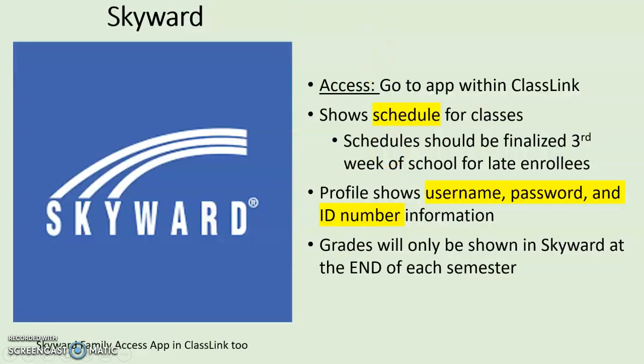For Skyward, you'll access it through ClassLink, and this shows your schedule for the classes. If your schedule is incomplete, it should be finalized within the third week of school for late enrollees, and if you have any problems, please make sure to reach out to your homeroom teachers. Profiles in Skyward show your username, password, and ID information. Remember, this year with Citrus eSchool, Skyward will only show grades at the end of each semester.